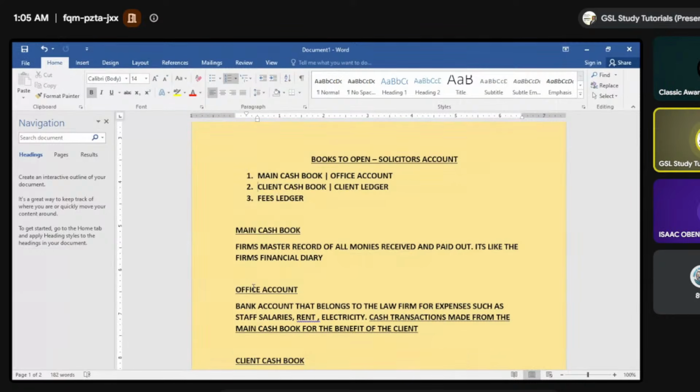I'm using this key to explain something. If you get this concept, there is no question on solicitors' accounts you cannot answer. But if I don't break this down for you to understand, you find yourself asking, what is this? What is that? So main cash book has a relationship with the office account. I'm just using this to explain it so we can get it easily.